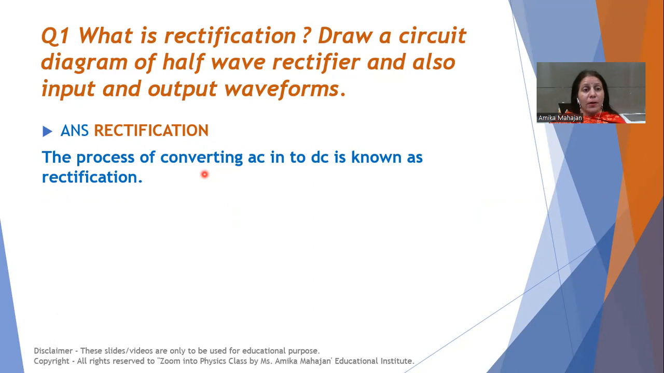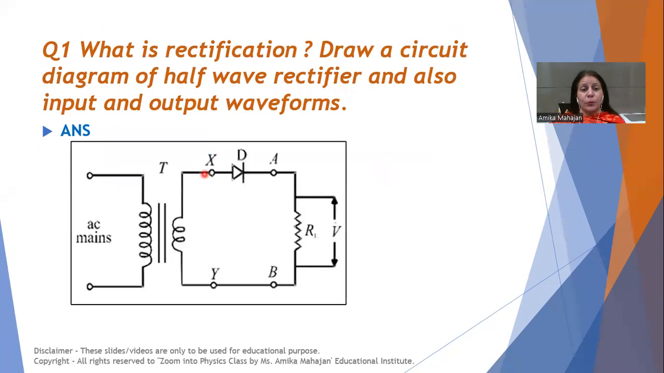Now, we have to draw a circuit diagram of half-wave rectifier. What is half-wave rectifier? Rectifier which converts half of AC into DC. One cycle of AC is converted into DC. And we have to draw the input and output waveforms. This is the circuit diagram.